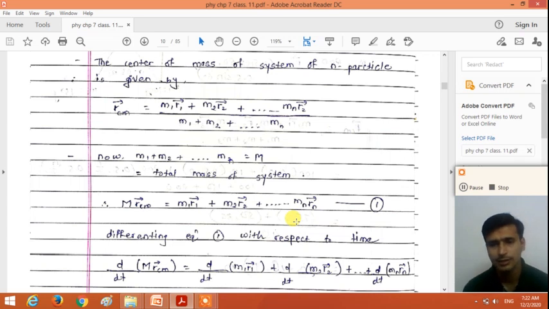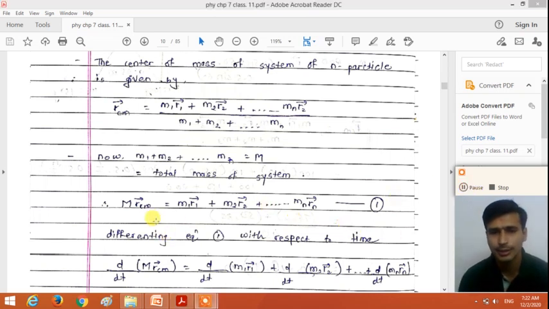Now, from this, how can we calculate the velocity from the position? Dear student, you know that differentiating the position with respect to time, the rate of change of position with respect to time, gives the velocity.